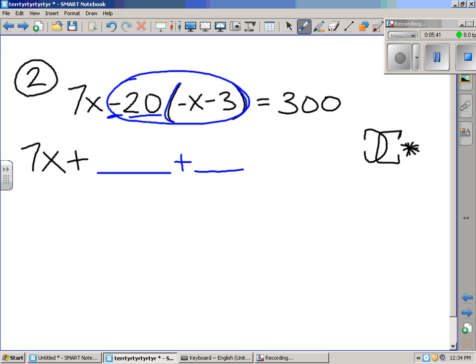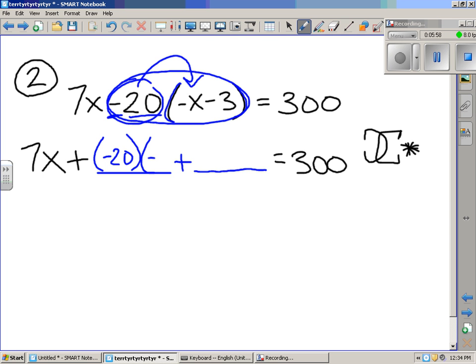Then we have one blank plus, and then we have another blank. And then we copy down whatever's on the end. So equals 300 is what we have at the end of the problem. In parentheses, we have negative 20. This negative 20 multiplied by a negative x. And then we take a negative 20 and we multiply by a negative 3. So we're distributing the negative 20 to each piece within the parentheses.